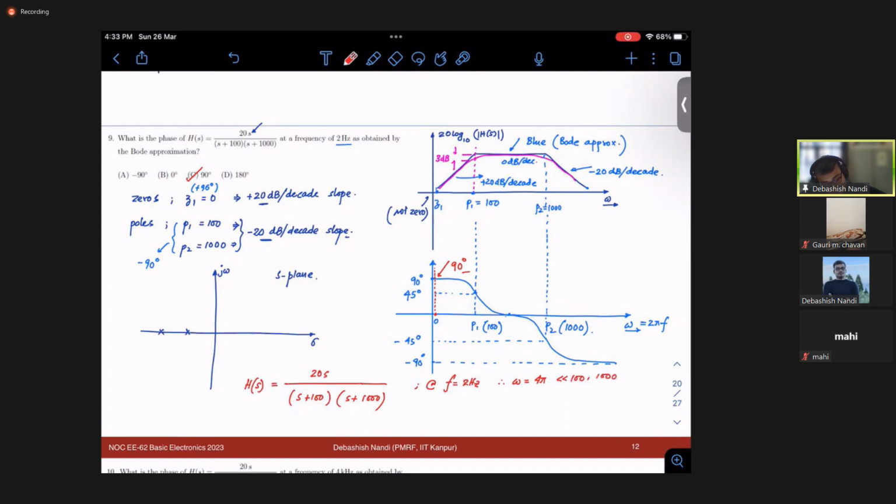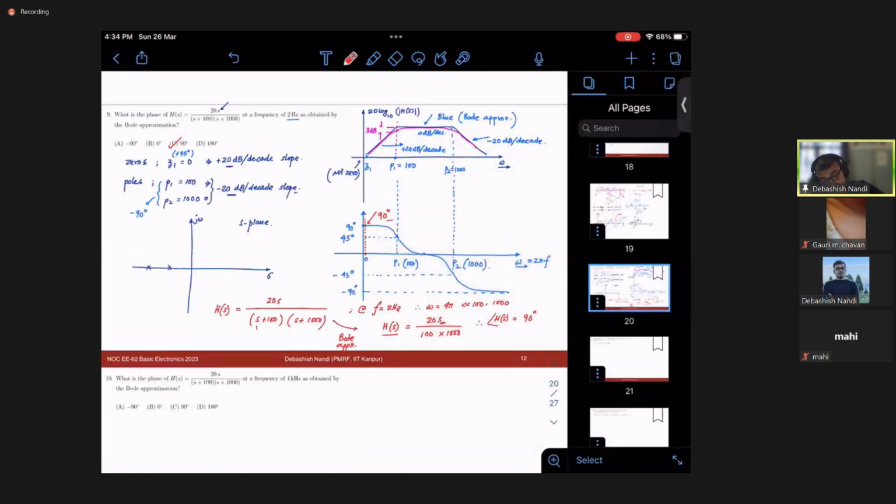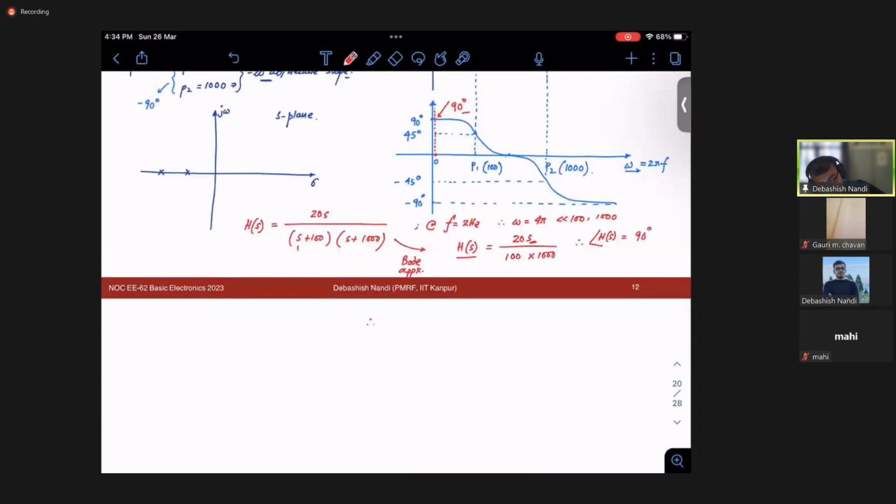4 pi. This is much less than 100 and 1000. So what will we approximate this under Bode approximation? Under Bode approximation, your H(S) will be 20S divided by 100 into 1000, right? Because I can simply ignore the S, because S is very small in these two cases. So now if you take the angle of H(S), it will simply be 90 degree, right? This S corresponds to 90 degree. And how does this S correspond to 90 degree?